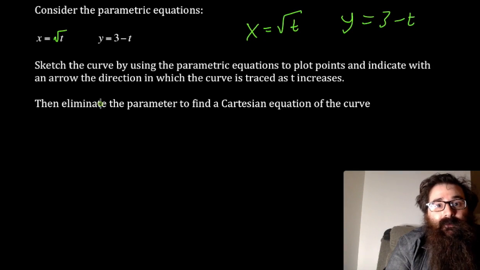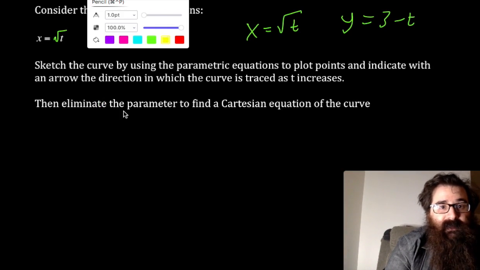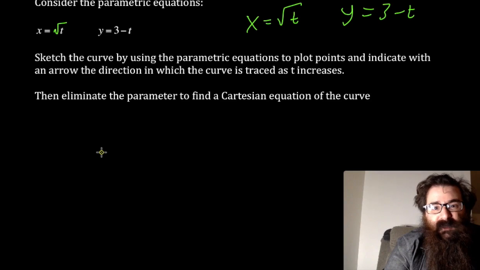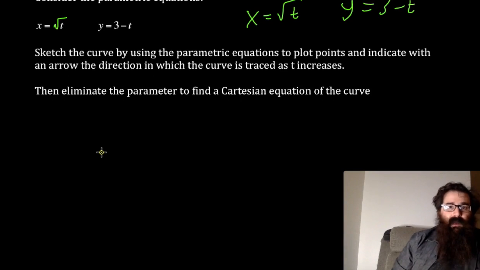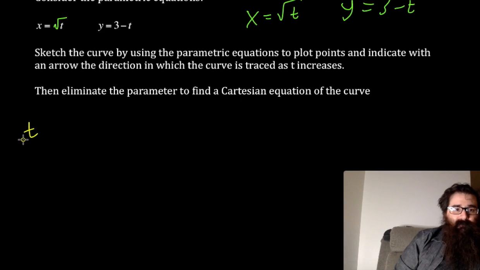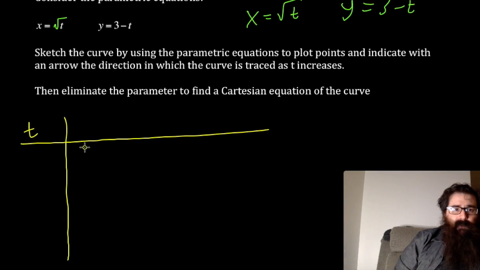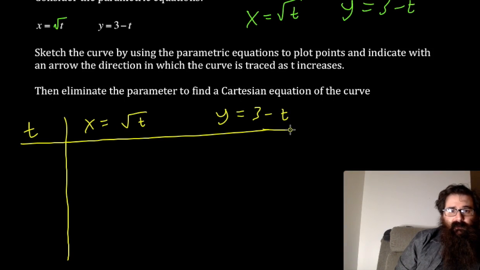And so what I'd like to do now is go ahead and essentially do the same stuff. I want to build out my table. I want to get a sketch. I want an arrowhead to indicate the direction. Then I want to try to eliminate the parameter. So here I'll pick values for t. I want to plug into x, and we changed x to make the problem a bit more interesting. x is square root of t. And we have y is 3 minus t.